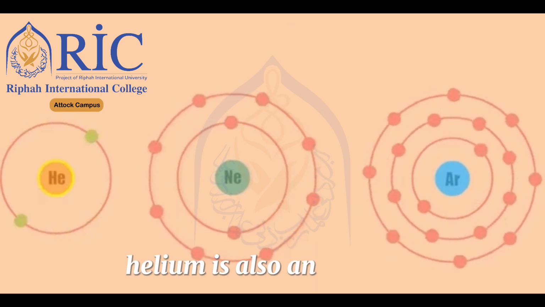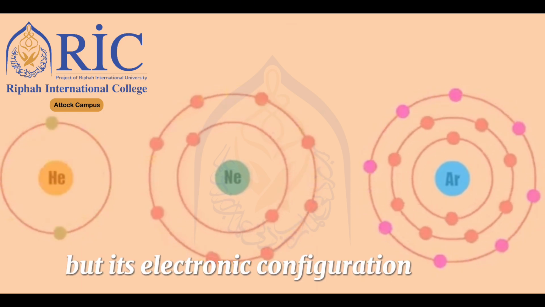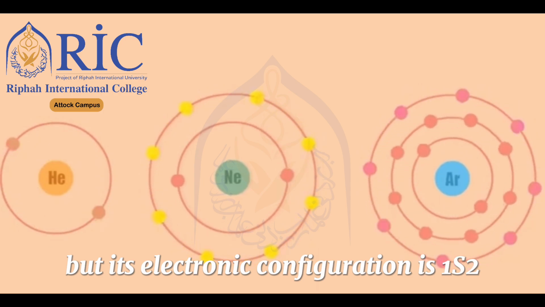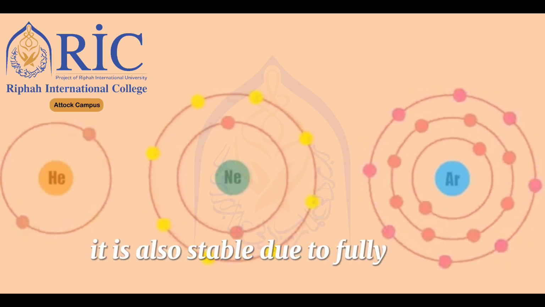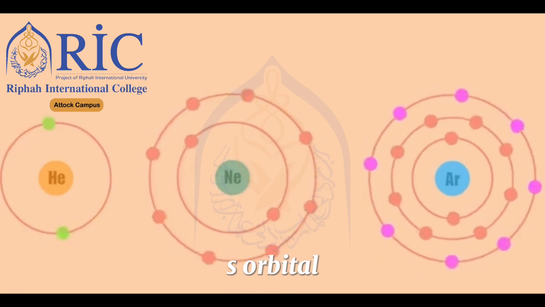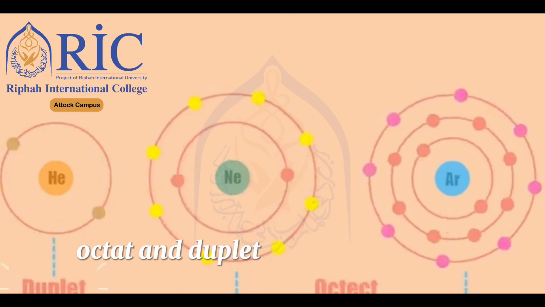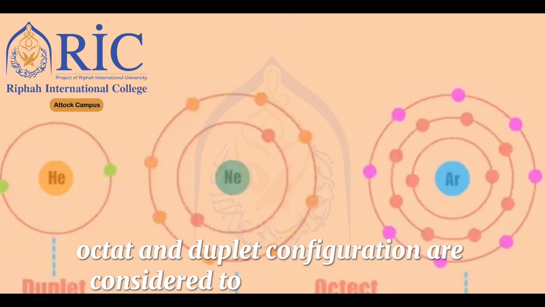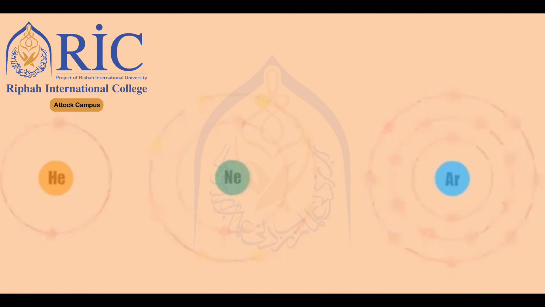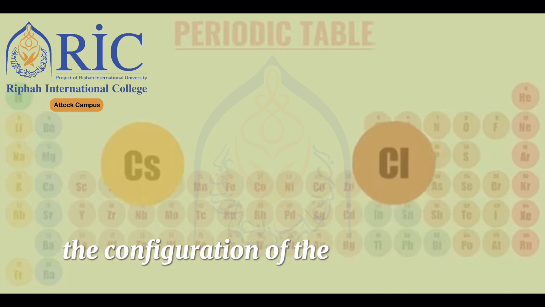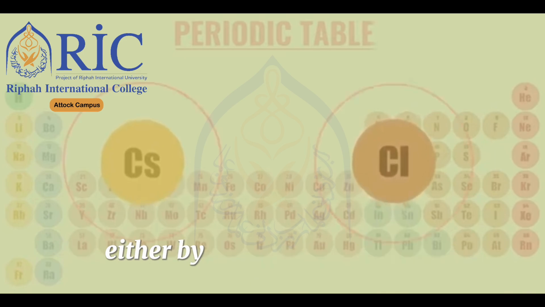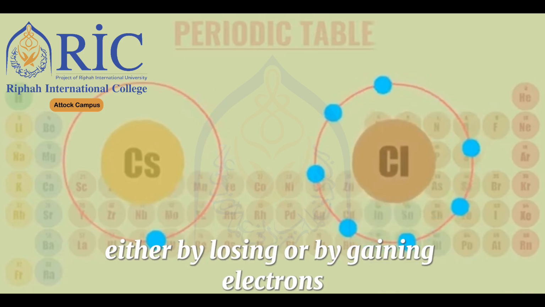Helium is also an inert gas, but its electronic configuration is 1s2, which is a duplet configuration. It is also stable due to the fully filled valence s orbital. Octet and duplet configurations are considered to be stable in nature. Every other element tries to attain the configuration of the nearest inert gas either by losing or by gaining electrons.